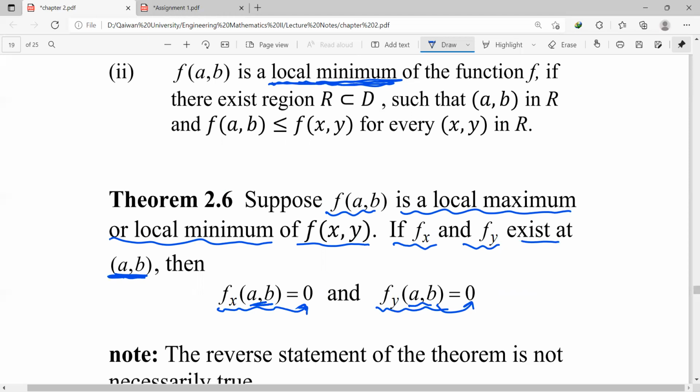What are the points which become maximum and minimum? Only the critical points.